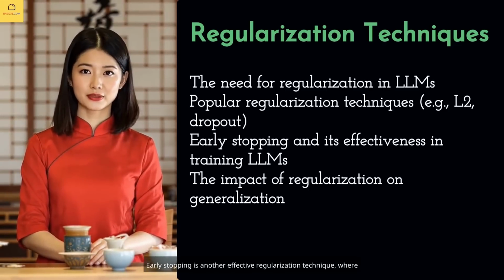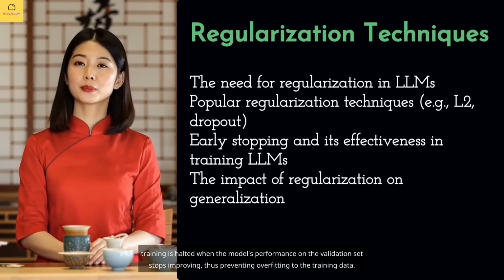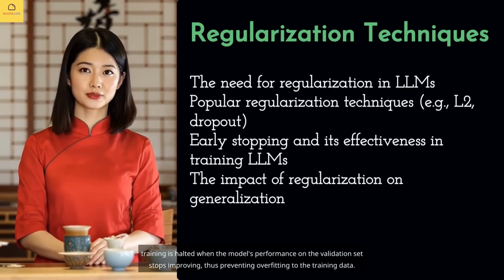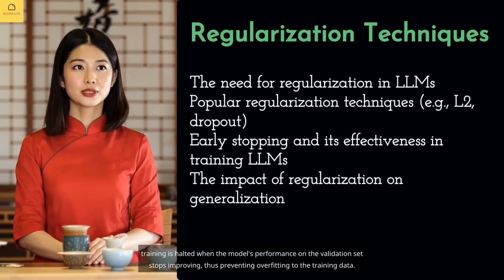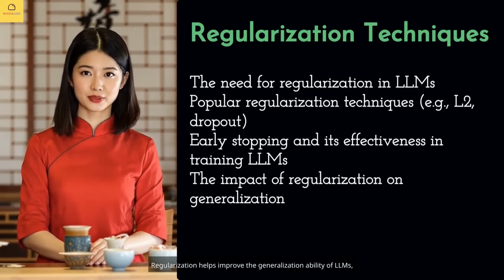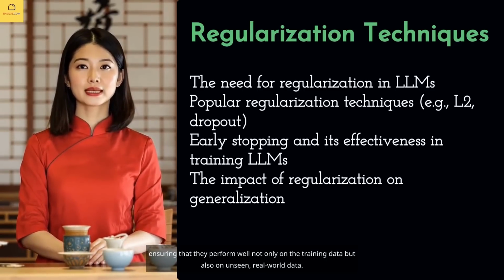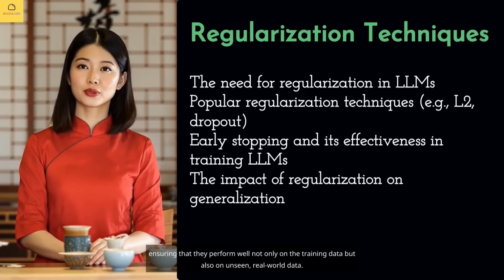Early stopping is another effective regularization technique, where training is halted when the model's performance on the validation set stops improving, thus preventing overfitting to the training data. Regularization helps improve the generalization ability of LLMs, ensuring that they perform well not only on the training data but also on unseen, real-world data.